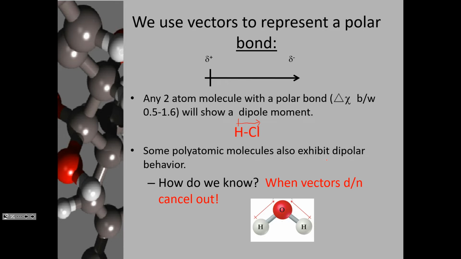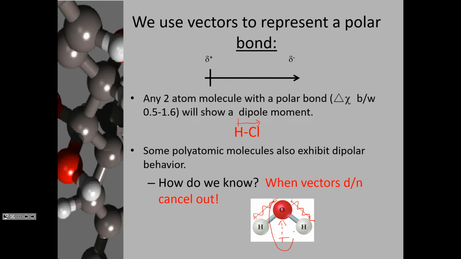There are also some polyatomic molecules that exhibit dipolar behavior. So the question becomes, how do we know when they exhibit dipolar behavior? Well, it's when the vectors do not cancel out, like with the water example a while ago. When the vectors are coming at angles instead of exactly opposite, then you have to take their average. So the average of those two vectors would be, as I said earlier, here in the middle.